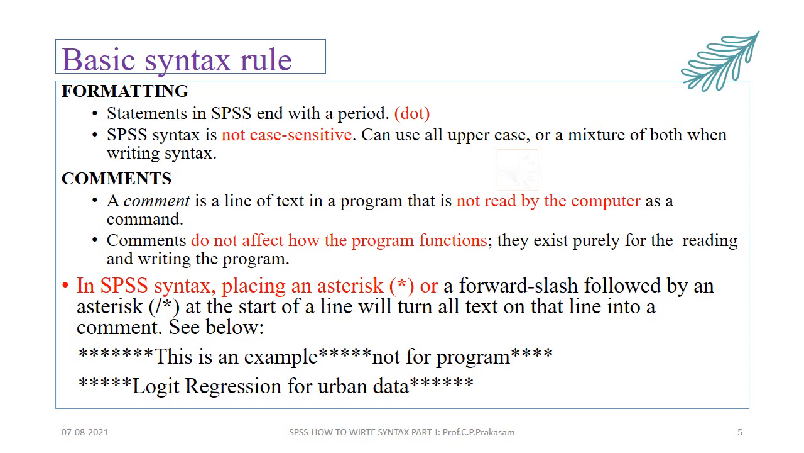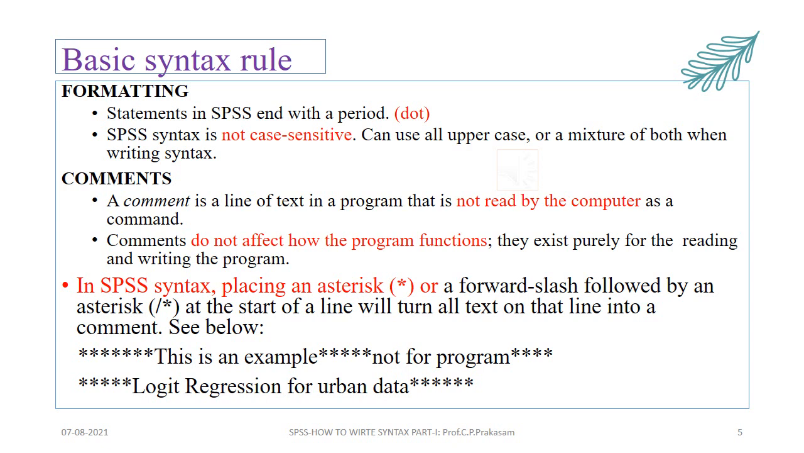And the comment line is a text that is not read by the computer. The comments do not affect how the program functions. They exist purely for the reading or writing of the program. Suppose you are writing a syntax, in that if you place a star, that is asterisk, and write whatever sentences, that will not be taken as a command. Here you can see that an asterisk at the starting of the line will turn all the text in that line into a comment.